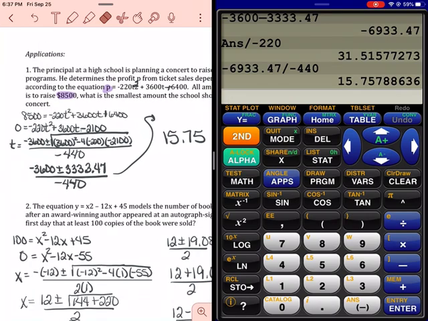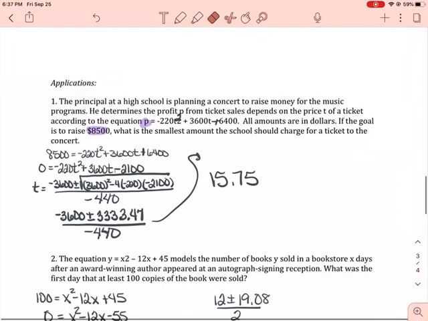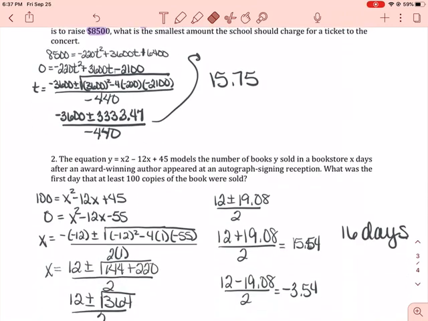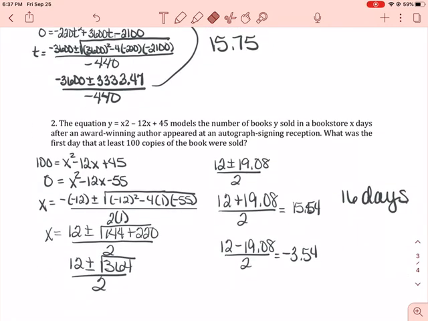Okay. All right. Try the next one. See how it goes. Sorry about that. All right. So pause the video and see how it goes. I think this one works a little better. So we're going to set it equal to 100 copies of the book. We'll do the math. I get 15.54. We can't have 15. We've got to go one up to 16 days. And you can't have a negative number of days. So we're not going to use that one.